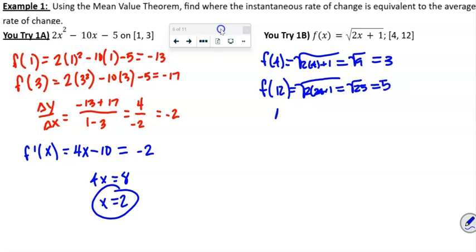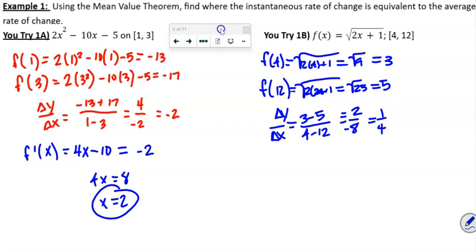So again, we're doing delta y over delta x. So this is going to be 5 minus 3 over 4 minus 12. 5 minus 3 is 2. This is going to be over negative 8. So that's going to be negative 1/4, right? Wait, is that right? Oh, I did it backwards right here. Should have been 3 minus 5. So that would have been negative 2 over negative 8. So this would have been 1/4.